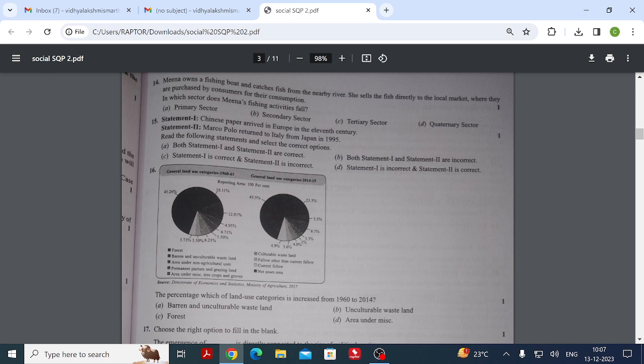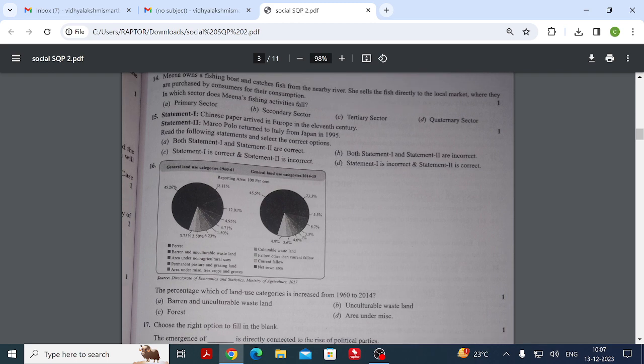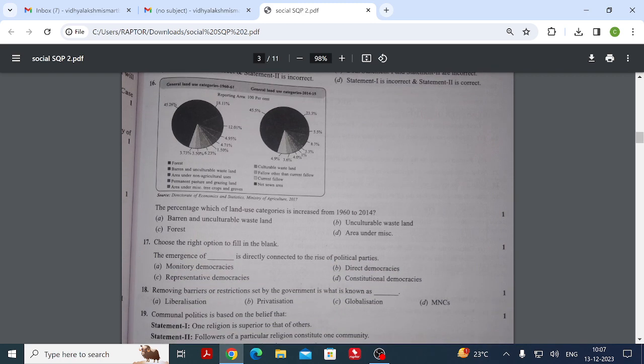But it should not be given like this, you would easily find out it is wrong, so we can make it a little tricky. So when had Marco Polo returned to 1295? Okay, so general land use categories, they have shown the difference, it is there in the geography textbook.